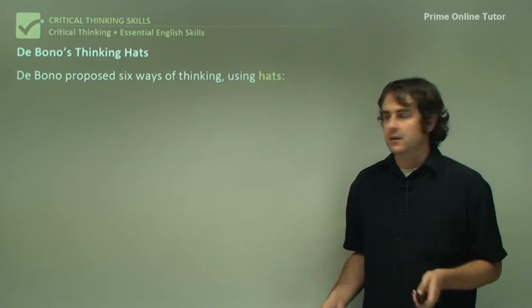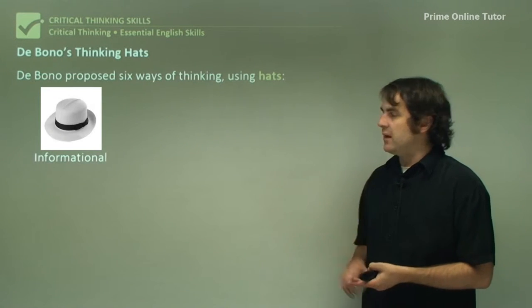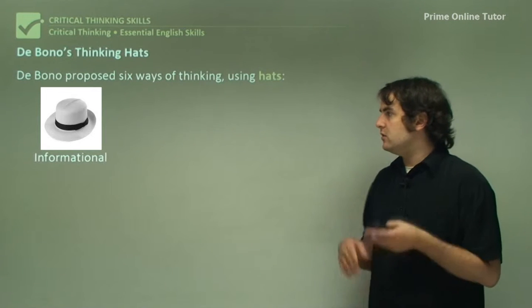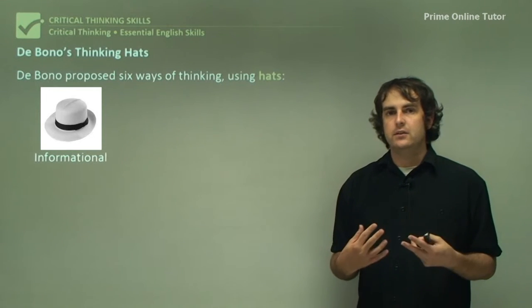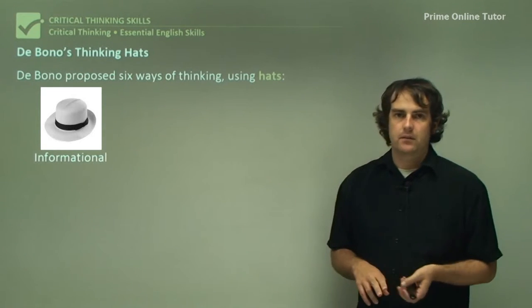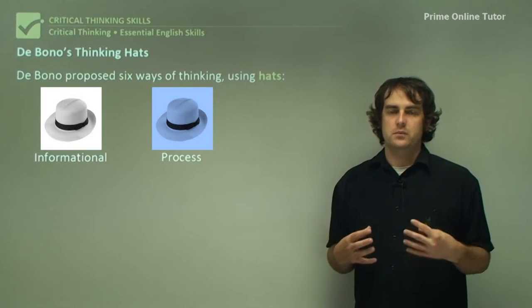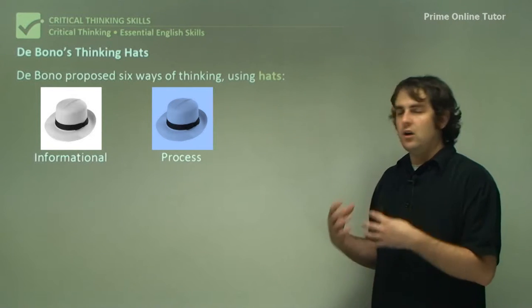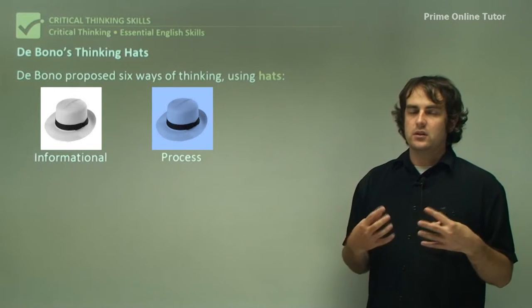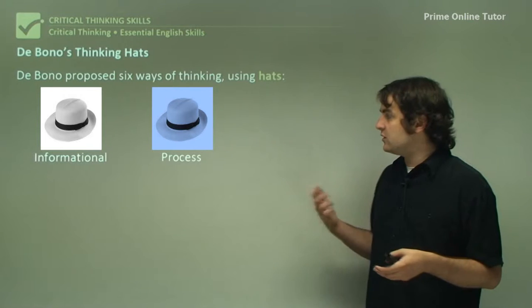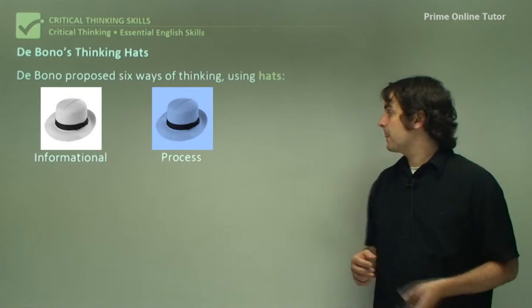a person may think. So the first one is informational. As in, they use really facts and hard evidence in order to be able to think. The next is process. They look at it from an overview sort of perspective. As in, they look at the entire process which goes into creating an idea. And you'd be using this if you're thinking about your study plans.